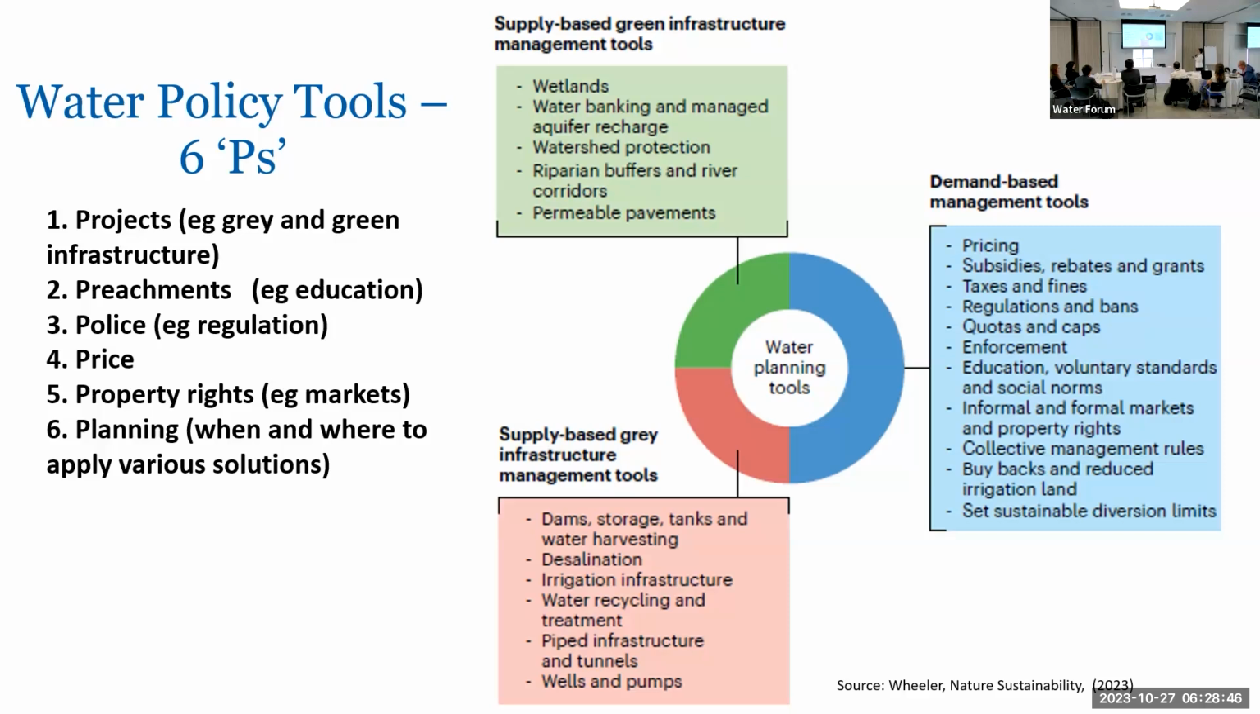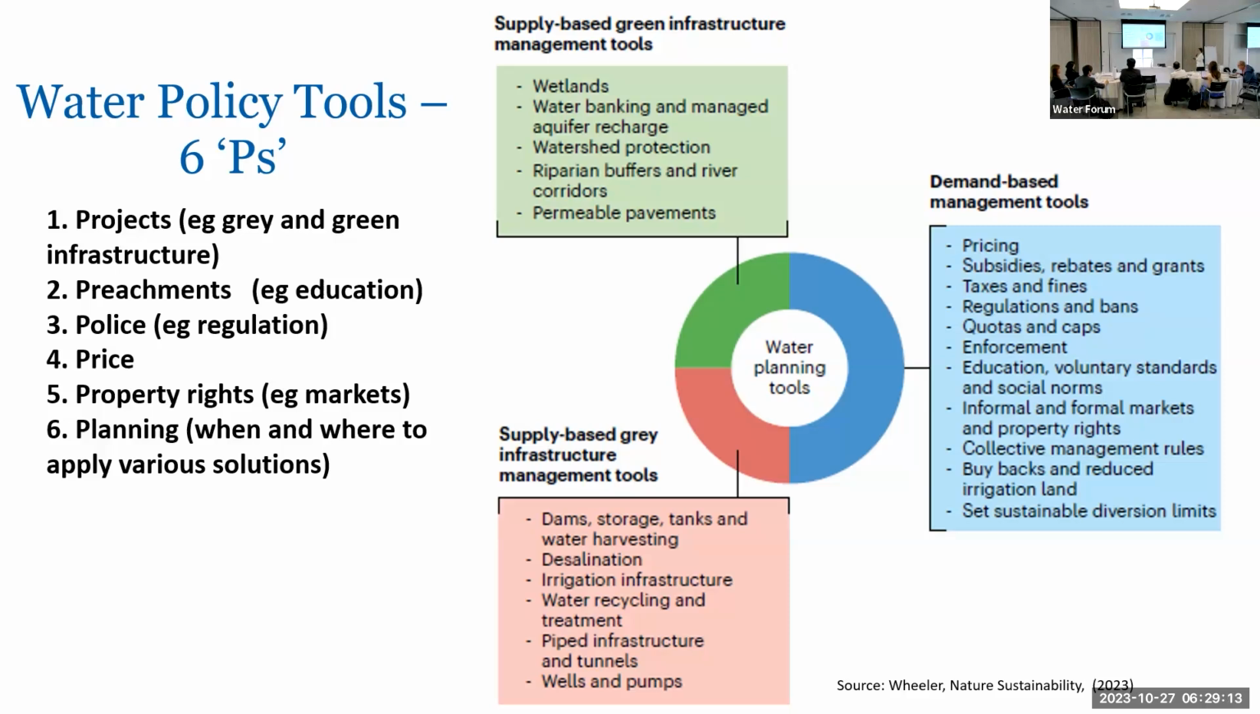And then we come to our demand management-based tools. These are things such as education, preaching to people, voluntary behaviour. We regulate, we police, we price. There's property rights. Property rights involves water markets, which is what I'm going to talk about, but it also includes things such as giving legal rights to rivers, common property rights, etc.